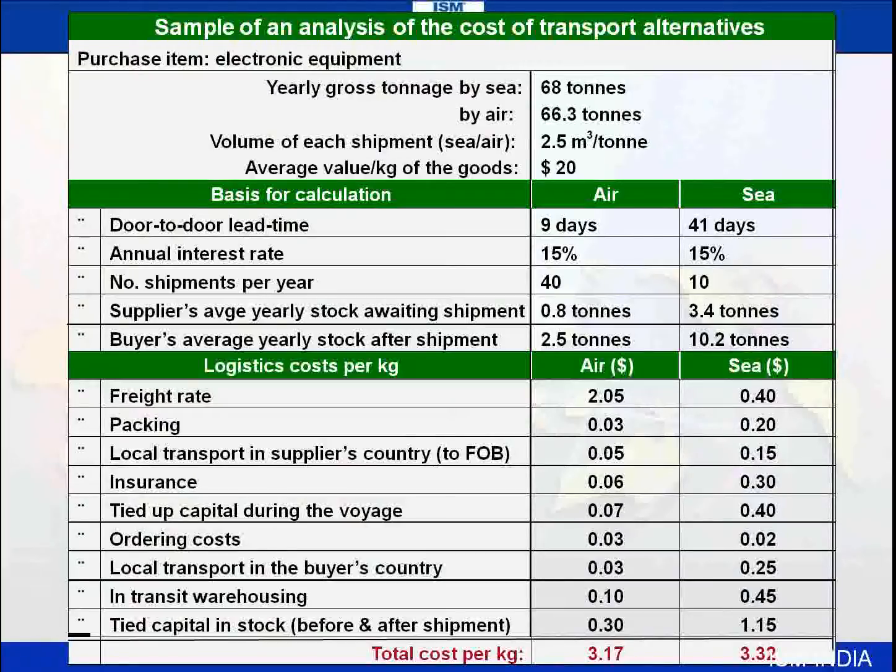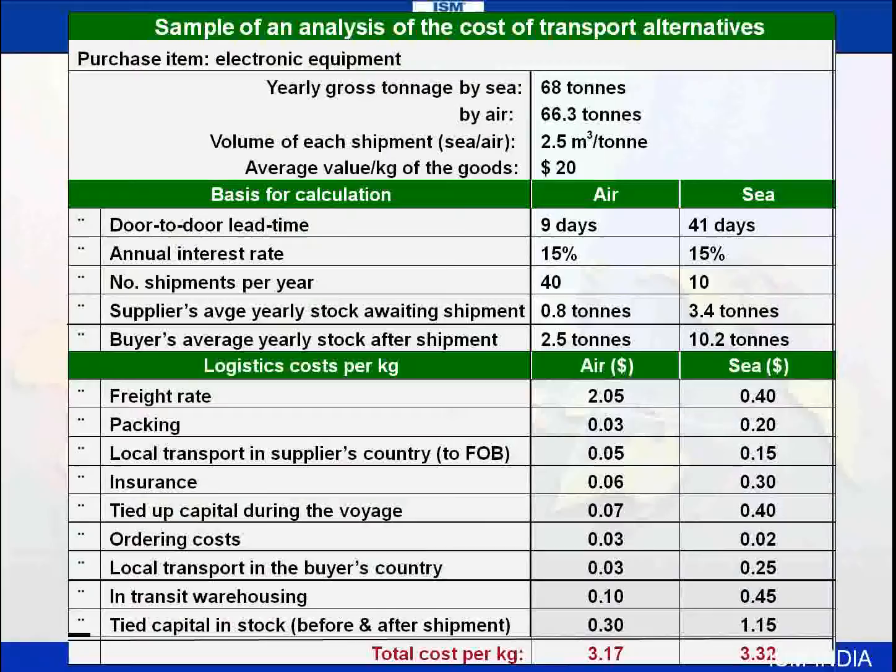So ordering cost and local transportation cost again are lower, because in the case of sea, I have to bring the goods from the seaport, while in the case of air, I may get an air terminal very close to the place where my client is. So I can cut short the cycle time of the local transport.